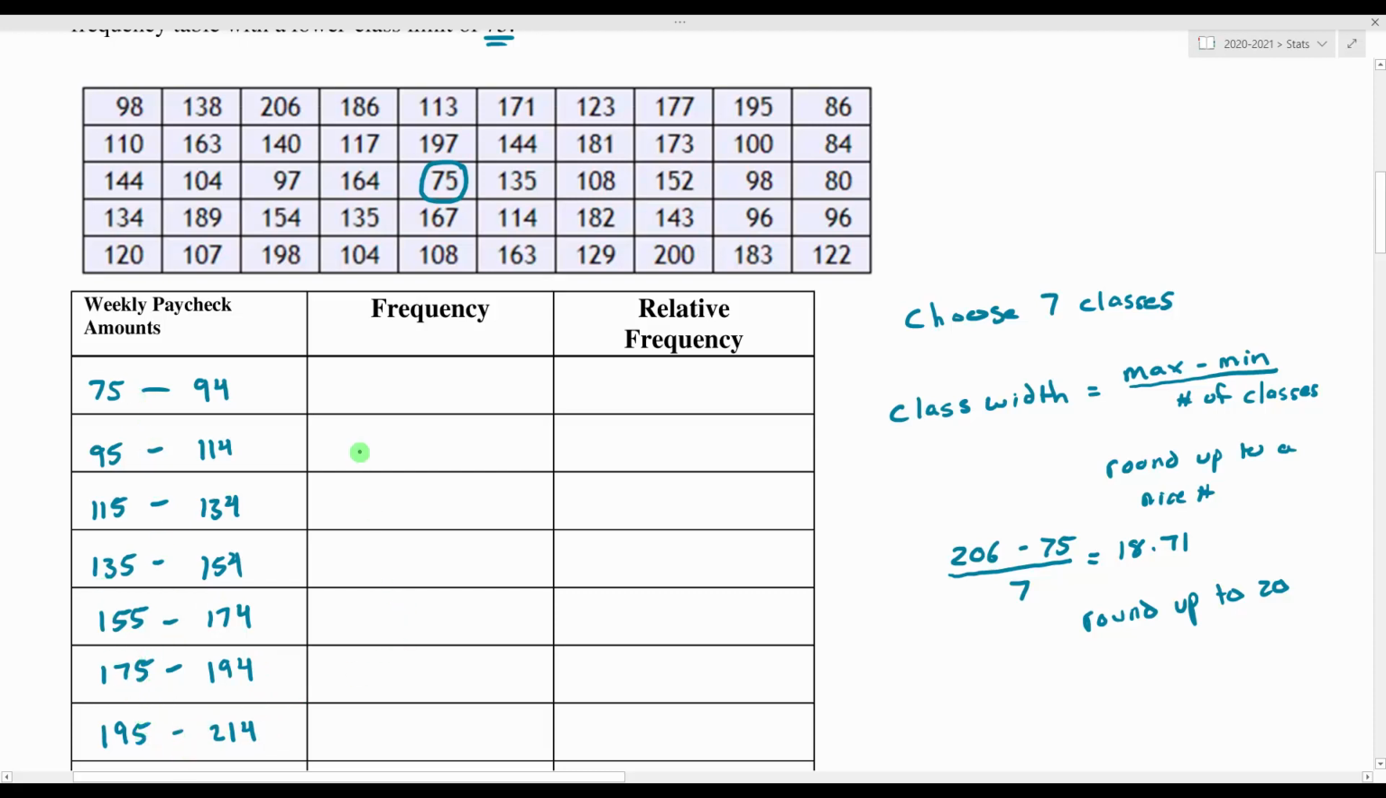Now, this next part is the tedious part. We've got to figure out how many of these paychecks ended up in this range here from $75 to $94. And I'll do the first class with you, and then I'm going to fast forward through the rest because you really don't want to sit here and just watch me count things out.